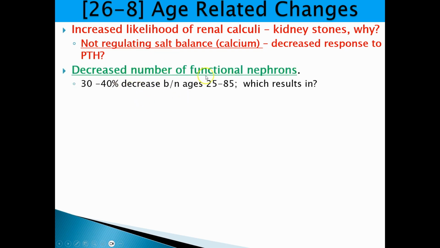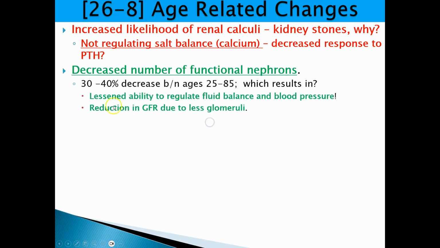We have a decreased number of functional nephrons. Now, notice there's a big gap. In 60 years, we decrease about 33%. I just kind of stuck that in the middle there. And of course, what this results in is a lessened ability to regulate your body fluid and your blood pressure. That's why people tend to have blood pressure problems as they age: your nephrons aren't doing their job as regularly. And then there's also a reduction in GFR. So you have fewer glomeruli to actually produce filtrate.